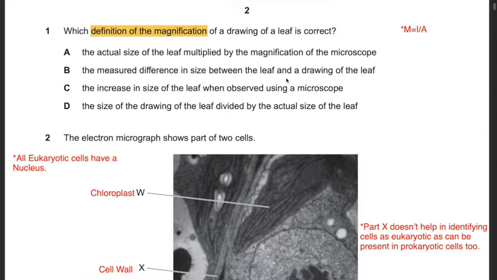When they ask for the definition of magnification, you should always keep in mind the formula, which is magnification is equal to image size upon actual size. And if you go to the answers A, B, C and D, the best possible choice being option D. Size of the drawing of the leaf, that is the image size, divided by the actual size. Hence, D is the correct choice.